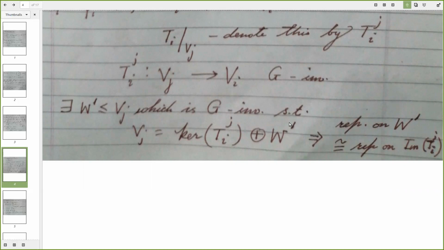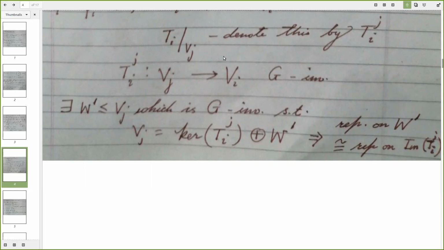Now what we are going to do is apply the first isomorphism theorem, which says the quotient by the kernel is isomorphic to the image. Okay, so now since V_j is written as the direct sum, if we quotient V_j by the kernel, what we get is isomorphic to W prime. Okay, and so W prime is isomorphic to the image of T_ji.